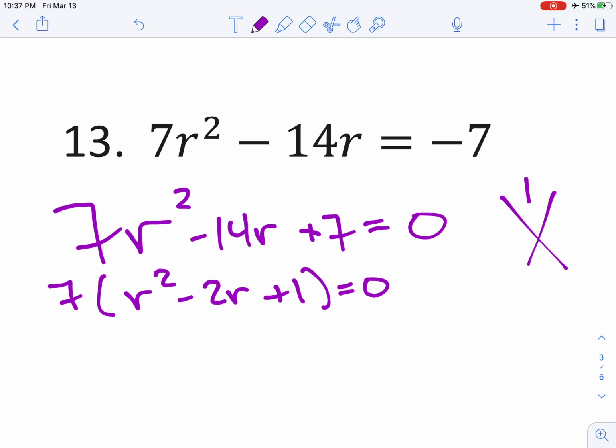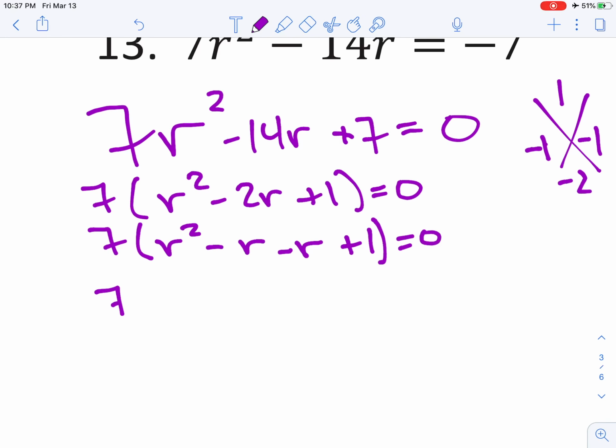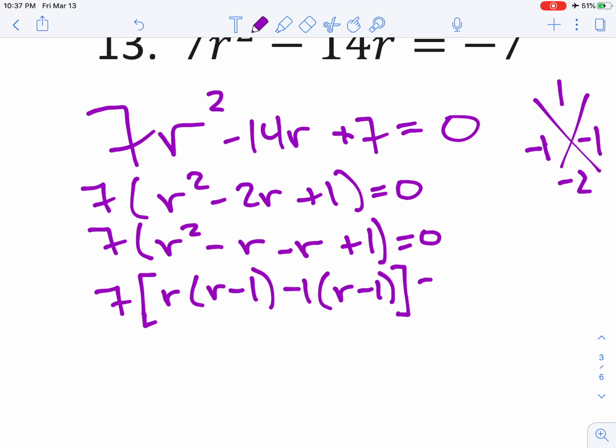Do my x method. What are the factors of 1 that add to negative 2? Negative 1 and negative 1. So r squared minus r minus r plus 1. So then I would have 7 in brackets. I would take out an r and I would have r minus 1. I'd take out a negative 1 and I'd have r minus 1 equals 0. So then 7, r minus 1, and r minus 1.